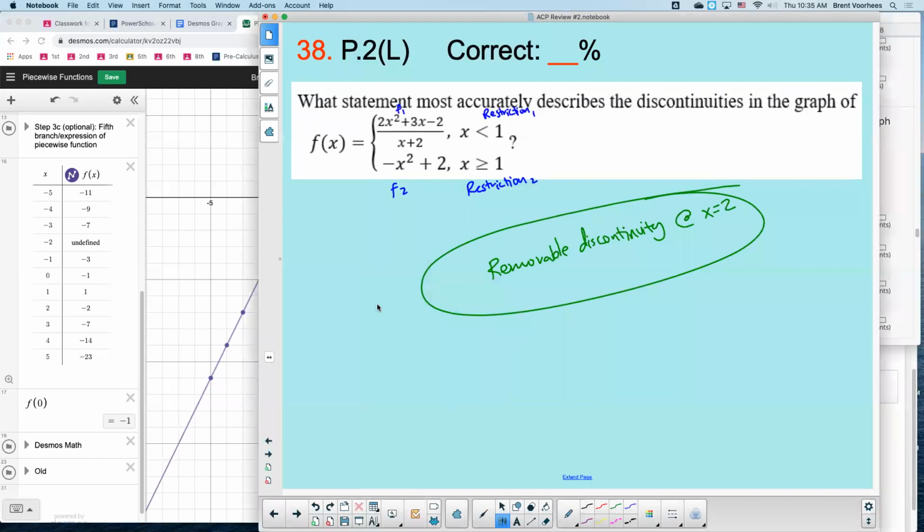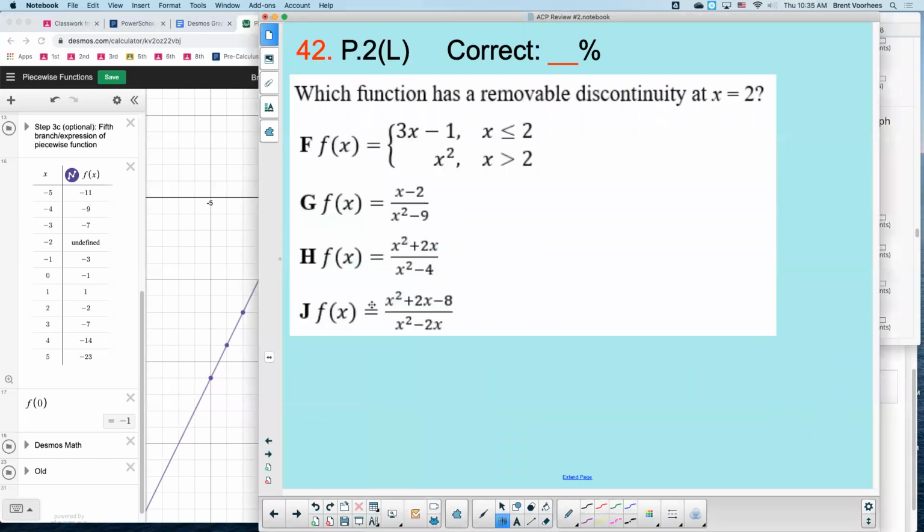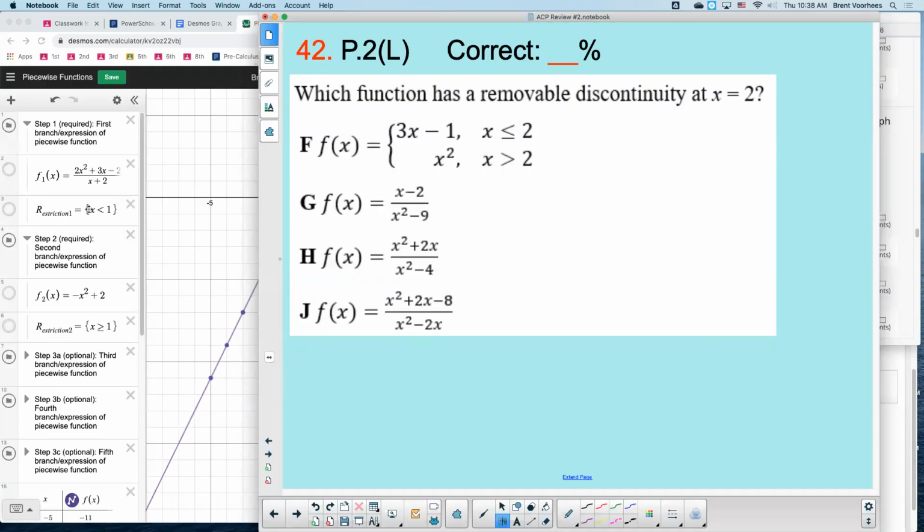Okay, I have one more, and then I'm going to give you your DOL. So it says, which function has a removable discontinuity? Actually, you know what I'm going to do? I'm going to pause, and I'll let you graph these and see which one you think has a removable at x equals 2. So you know where to test on the graph. You know where to look. So graph these and see which one's different at x equals 2.